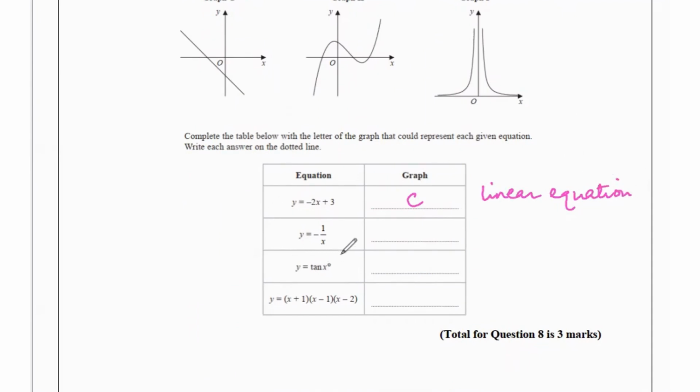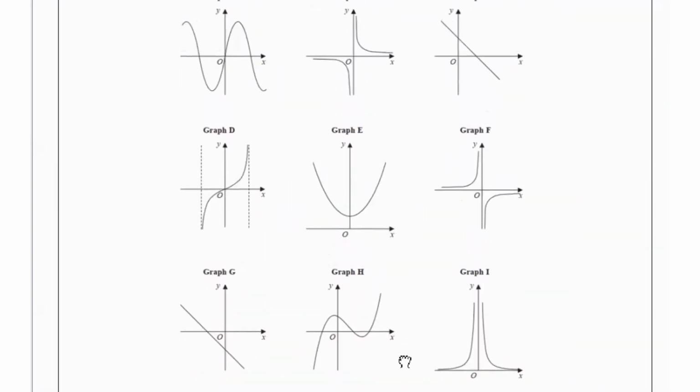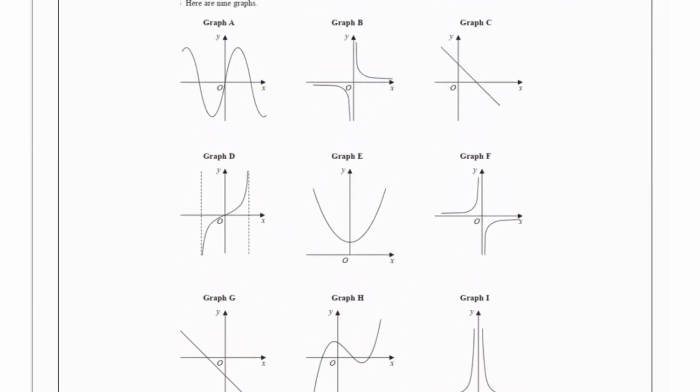Then it says y equals negative 1 over x. Whenever we have a fraction for an equation and the variable is in the denominator, that means it's a rational function. For the rational function, if it's negative, we will pick this one. Why? You can notice that graphs B and F have the same shape, but they're in different quadrants. It's based on those differences in quadrants that you decide whether it's a positive function or a negative function.